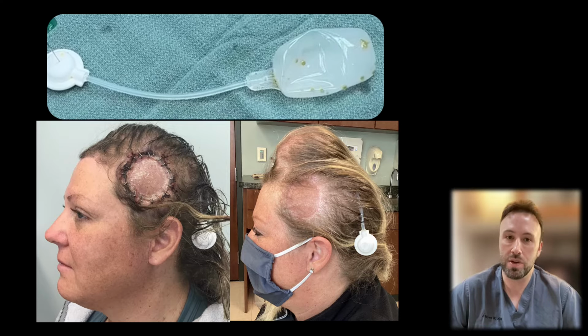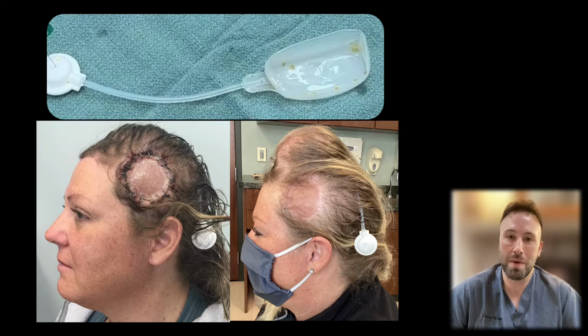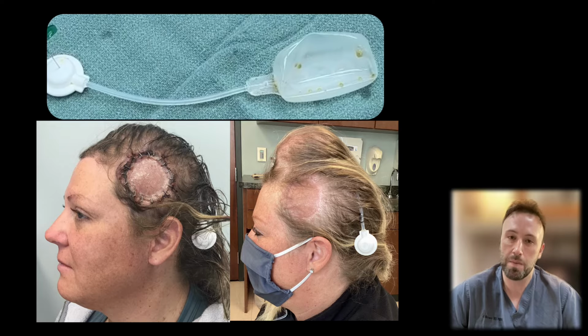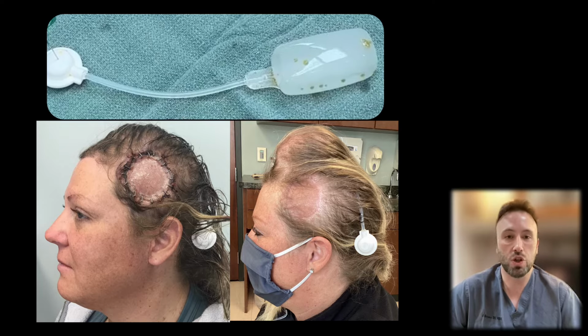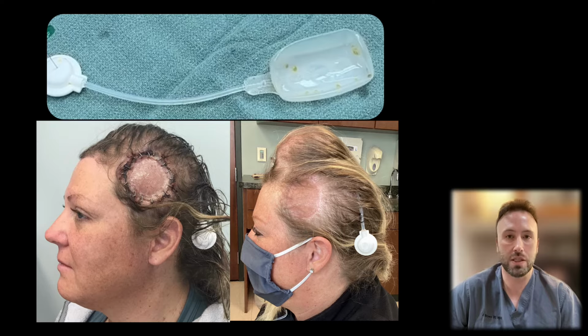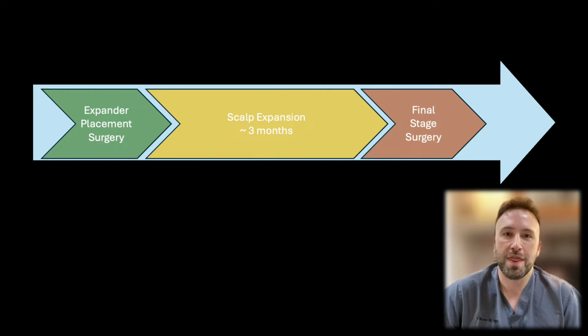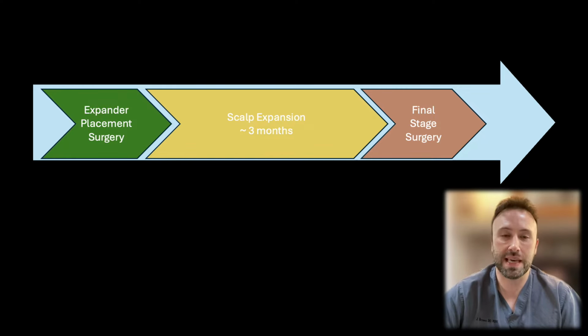Expanding the scalp to create additional tissue also minimizes tension on the scalp at the time of the final reconstruction, resulting in thin, well-concealed scars. The process of scalp expansion involves an initial expander placement surgery during which the scalp tissue expander is placed beneath the scalp. This is followed by a period of expansion. A final stage surgery completes the scalp expansion process.